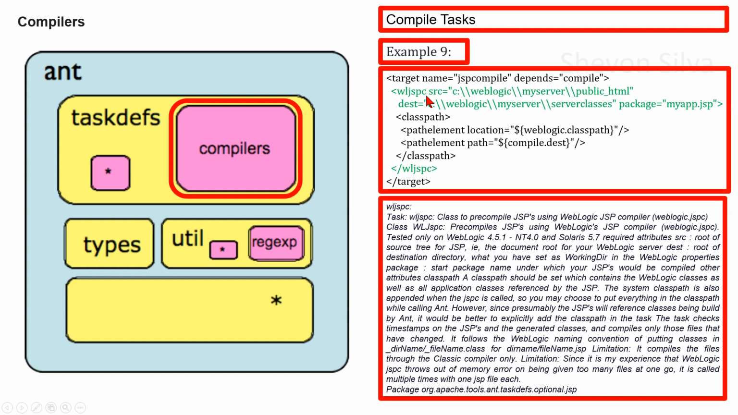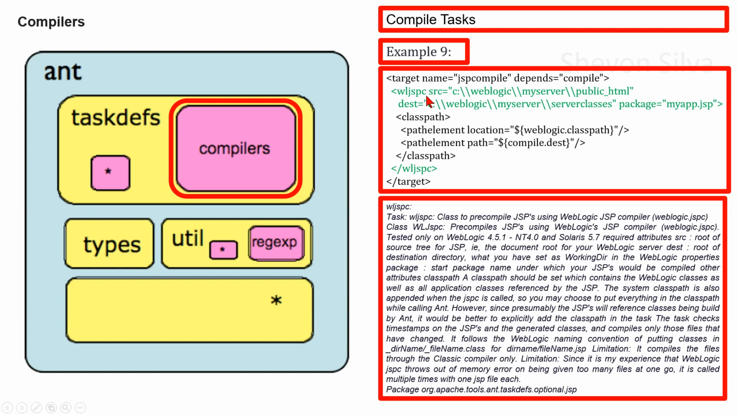A class path should be set which contains WebLogic classes as well as application classes referenced by the JSPs. The system class path is also appended when the JSPC is called. So you may choose to put everything in the class path while calling Ant. However, since presumably the JSPs will reference classes being built by Ant, it would be better to explicitly add the class path in the task.